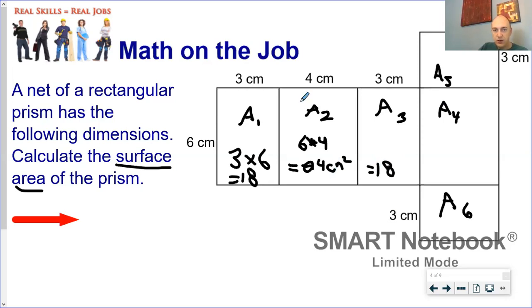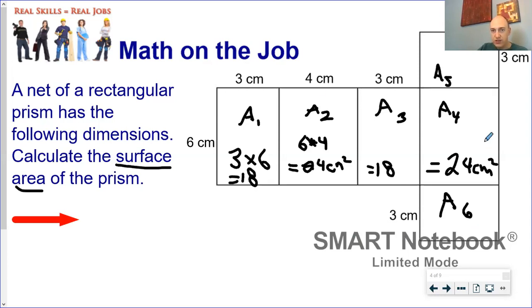And this one, again, we've got 6 in height, and the front and the back of the rectangle are going to have the same height. So this is going to be another 24 centimeters squared. And really, yes, the unit should be on all of these, but it takes a long time for me to draw like this. Okay, so then what do we have next?